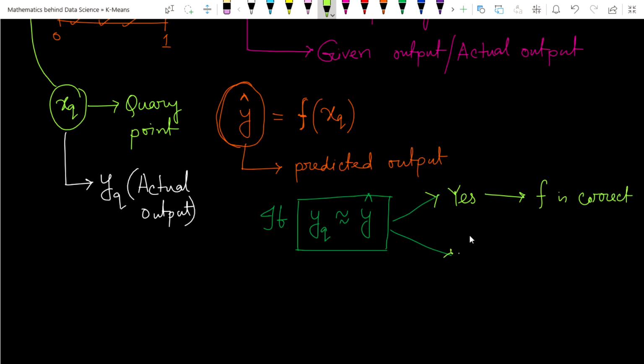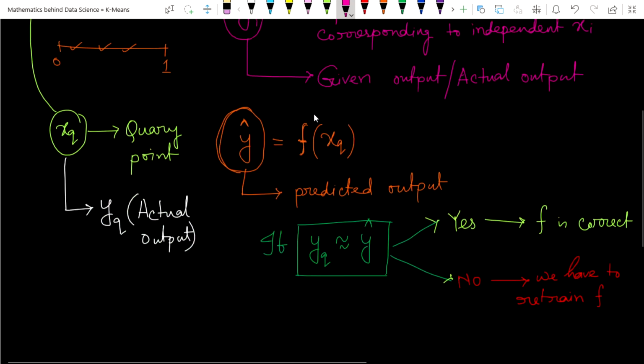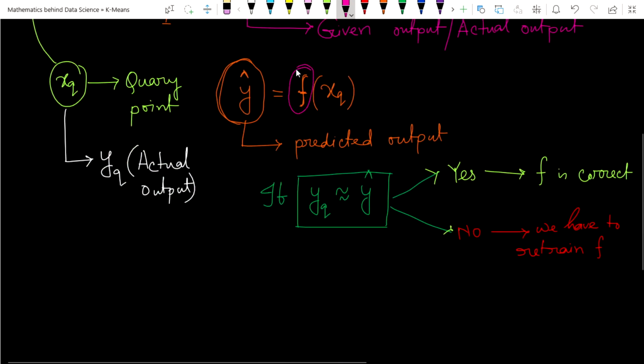Otherwise, if the answer is no, then we have to retrain f. We have to keep retraining this model until this condition is satisfied. So that's the main concept behind the supervised learning model that we have seen, and the task here is to predict.